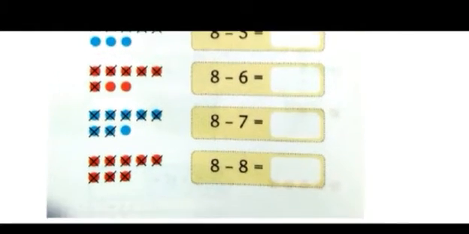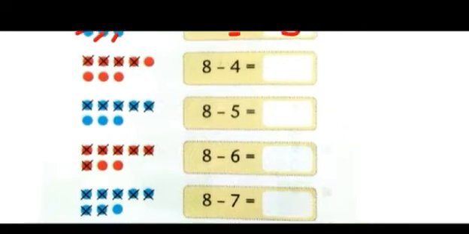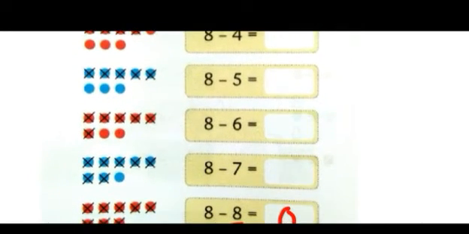Okay. Now see the last one. Total 8 dots are there. And how many we have to cross? 8. So when we cross all the 8, how many are left? Nothing is left. That means 8 minus 8, 0. As we have studied, when we subtract the same number from itself, we'll always get 0. So scholars, now I would like all of you to do this remaining sums as homework.